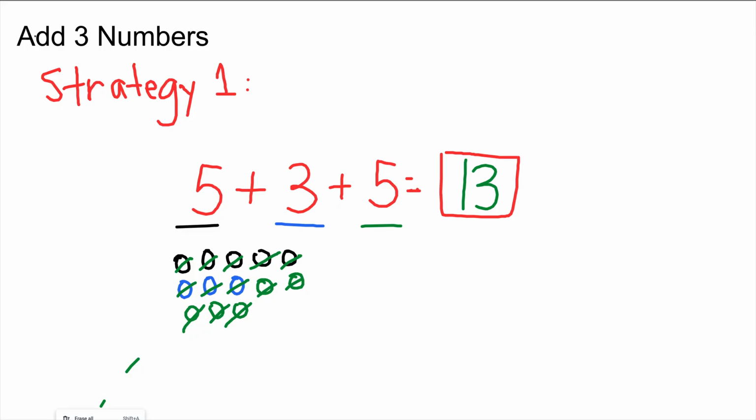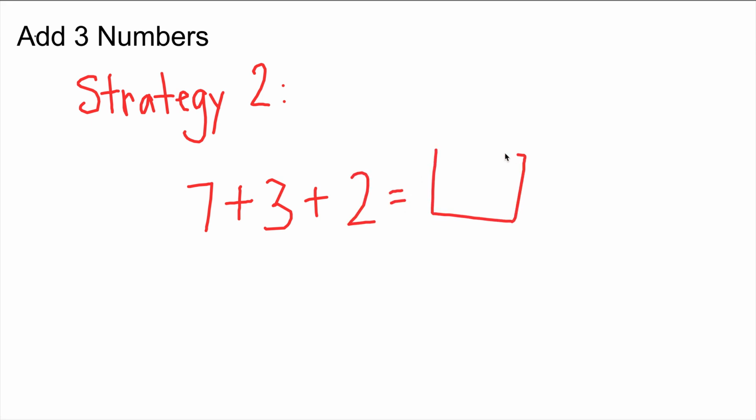But there is a different way that I can do it. So let's call that strategy number 2. So my problem, let's do a different problem because you're going to know the answer for it. So let's do 7 plus 3 plus 2 equals what?